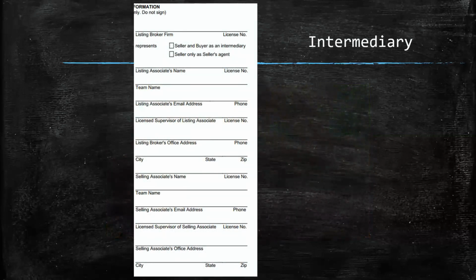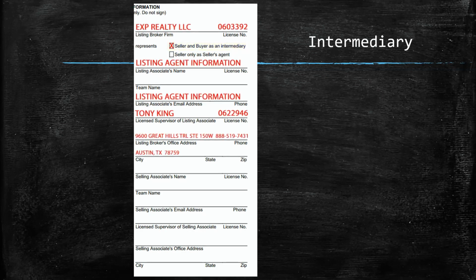For an intermediary transaction, we are only going to use the right-hand side of the page because in an intermediary, both the listing agent and the buyer's agent are members of the same brokerage firm. So we're going to list everything on the right-hand side of the page, starting with the listing agent. So we'll put in the brokerage information on top. We're going to put the listing agent information.